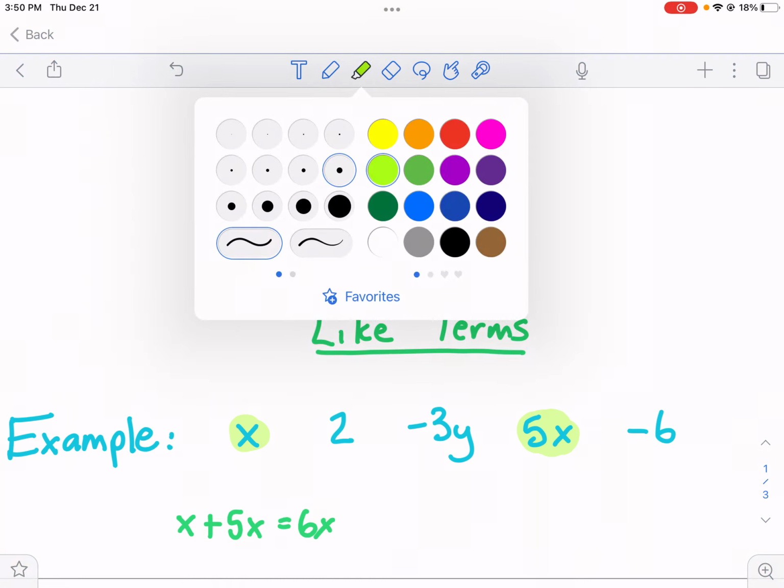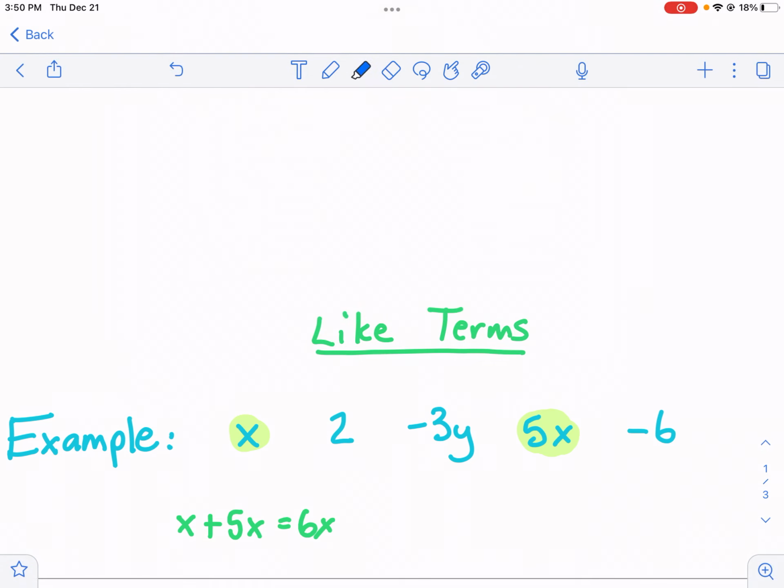Let me just change the highlighter color here. If we have the 2 and, ooh, way too dark. If we have the 2 and the -6, those are like terms because they're both numbers without a variable. So they can be combined, just like you could with integers. You can add and subtract them. These can be combined, so we could do 2 plus a -6. I just like to write it as 2 minus 6. It's the same result, you get -4. So we could combine those ones.